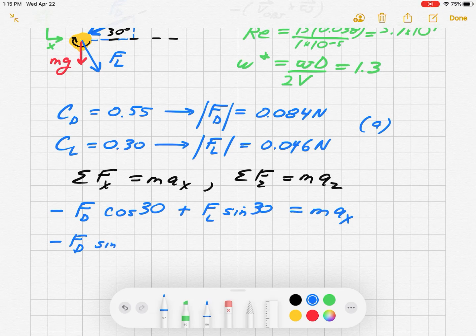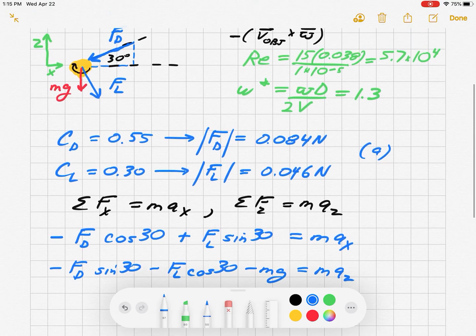Fd sine 30 minus FL cosine 30 minus mg, don't forget gravity, unless you're playing ping pong on the moon, in which case you should use a reduced gravity, is equal to mass times acceleration in the vertical direction.